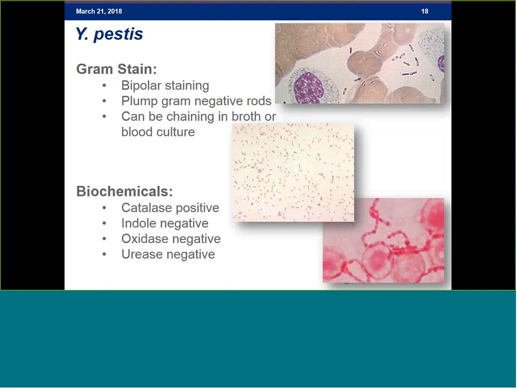The safety pin appearance that is not seen on gram stains may be exhibited by Giemsa stain or Wright stain. However, when the organism is grown in liquid media, such as broth or blood culture, it can form chains, which is not usually typical of the other gram-negative organisms in this family. Biochemically, Yersinia pestis is catalase positive, indole and oxidase negative, and urease negative at 35 degrees Celsius.